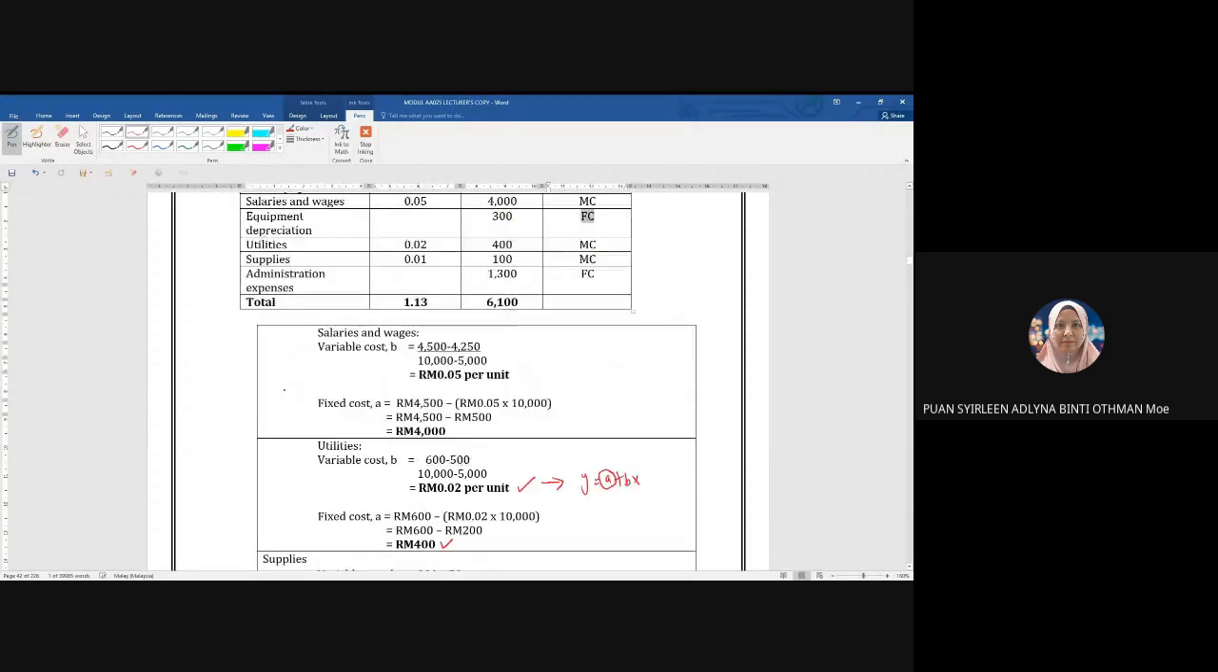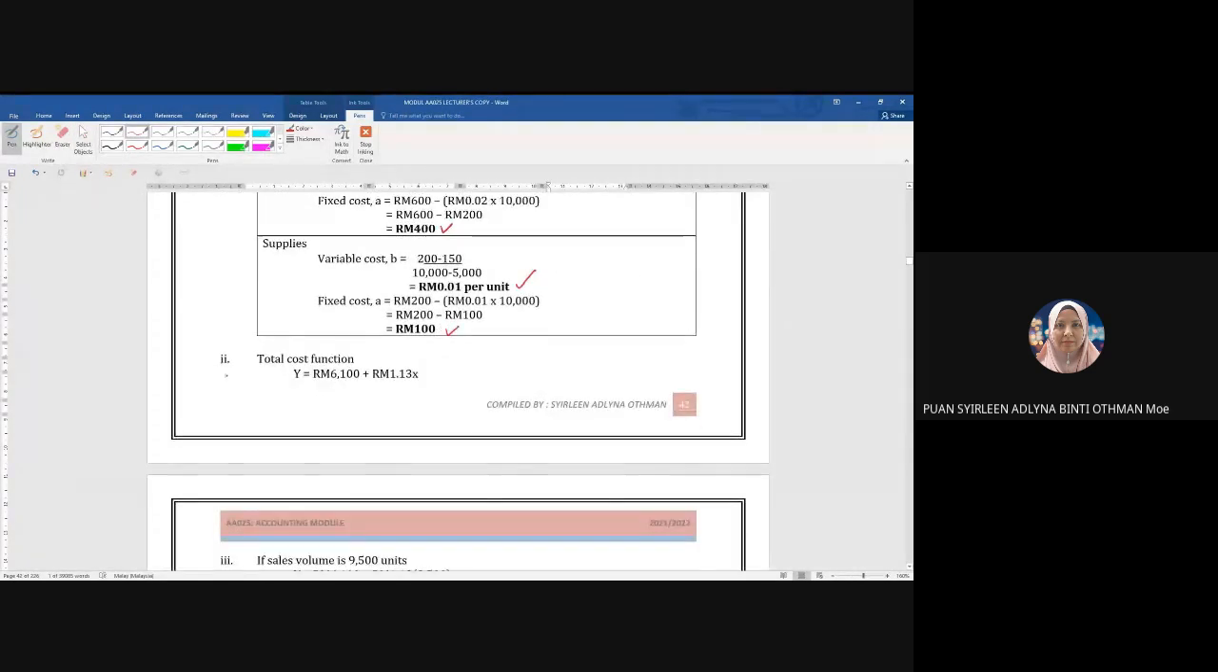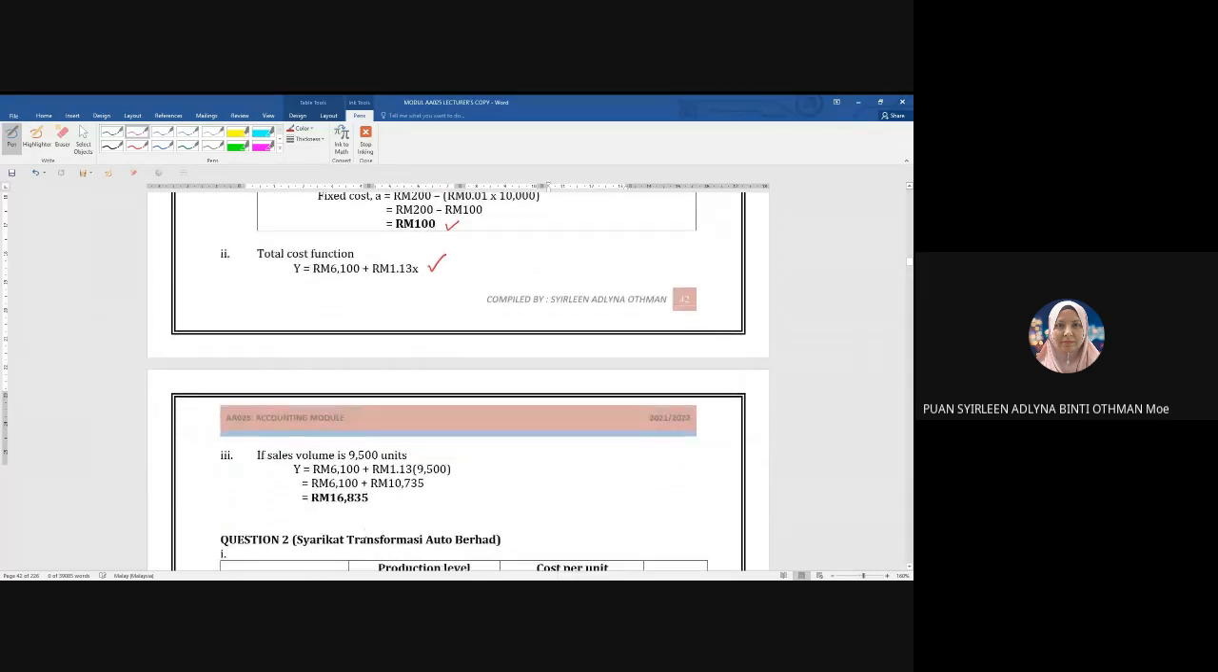Okay. So number 2 dia minta kamu buat total cost function. This is what I showed you earlier dekat atas tadi. Alright, so this is for Roman 2, okay, and then the third one is dia bagi awak simulasi lah, okay. So dia kata calculate the total cost if the sales volume is 9,500. So given here 9,500 as X, jadi gantikan saja dalam cost function tadi. So untuk number 1 we get 16,835.